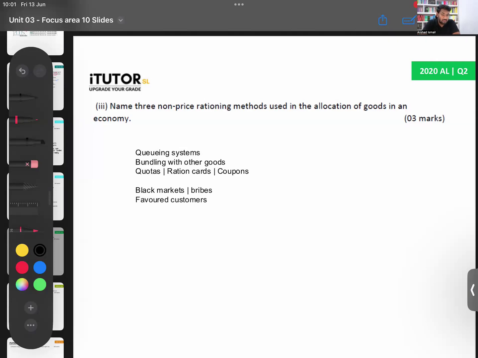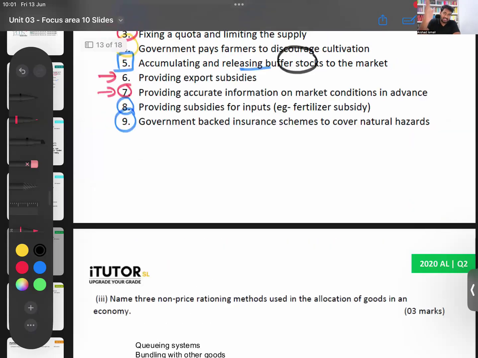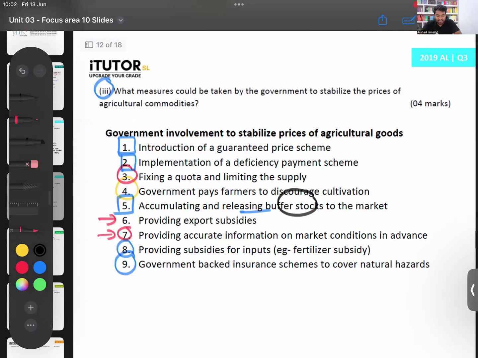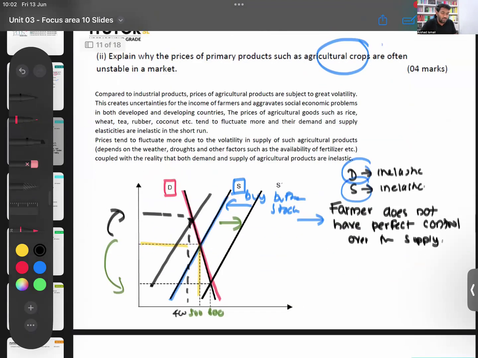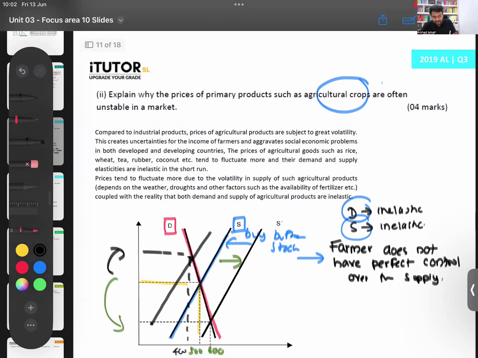Just draw a diagram for buffer stock. To draw a diagram for buffer stock, you can show when the supply is increasing, how the government will purchase and store it, right? I think there is a question on that in one of my mock papers also. We'll go into that at that point. And then when supply is decreasing, they will release the buffer stock. So you can show that. Okay, I'm guessing that's it.